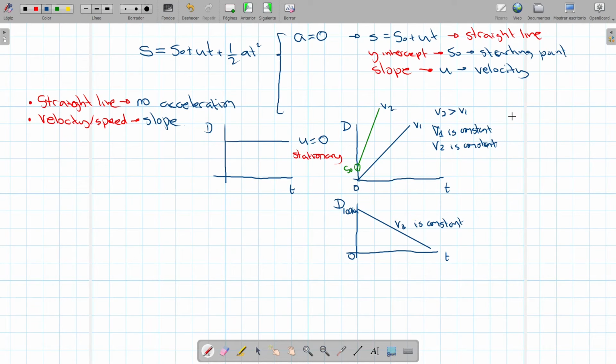Okay, and the next case that we can have is when it's not a straight line, when it's a curve. Okay, so this means that the acceleration is not zero. Okay, so when it's not zero, the equation that we have is this one, which as you see is a parabola.